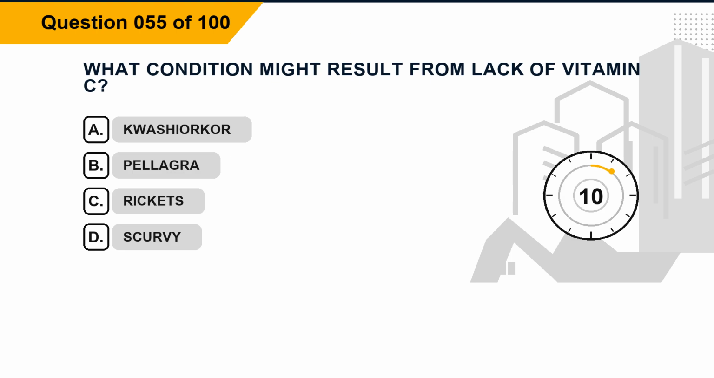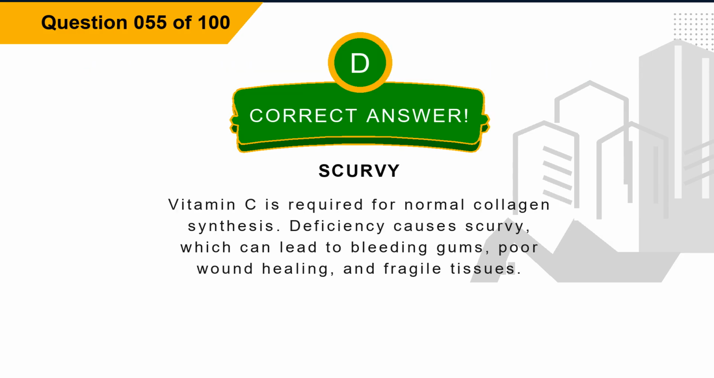Question 55. What condition might result from lack of vitamin C? Option A, kwashiorkor. Option B, pellagra. Option C, rickets. Option D, scurvy. The correct answer is option D, scurvy. Explanation. Vitamin C is required for normal collagen synthesis. Deficiency causes scurvy, which can lead to bleeding gums, poor wound healing, and fragile tissues.